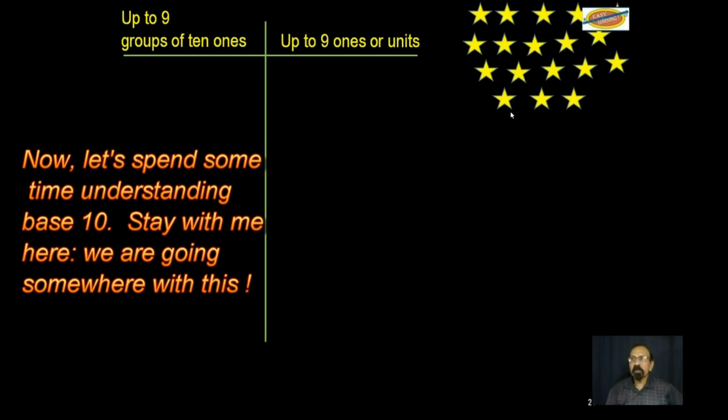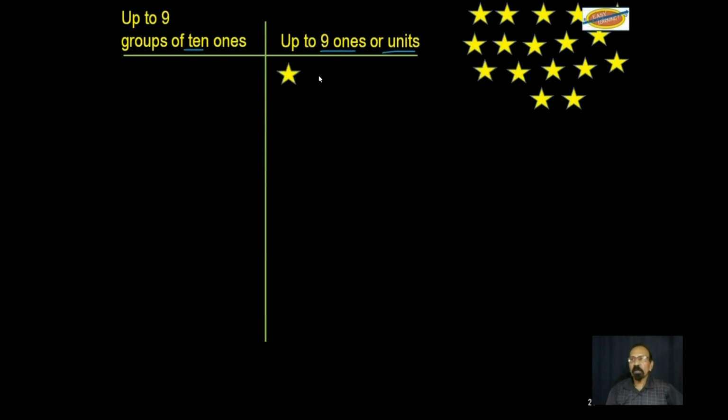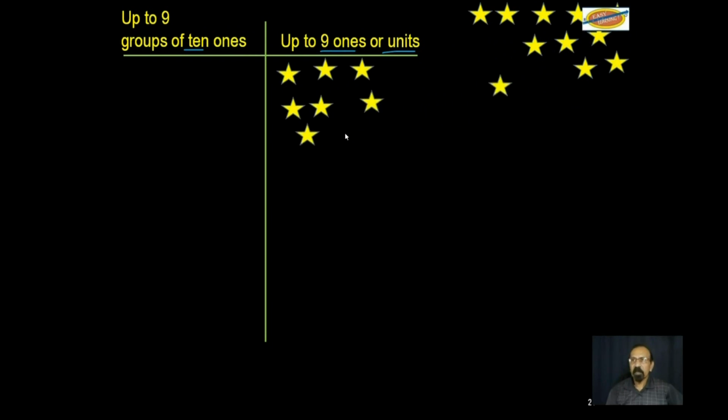So if you draw a grid, over here, we are going to put in this column ones, and on the left-hand side, we are going to put groups of 10 ones. So if we count stars, we count 1, 2, 3, 4, 5, 6, 7, 8, 9. At this point, we have 9 stars here.